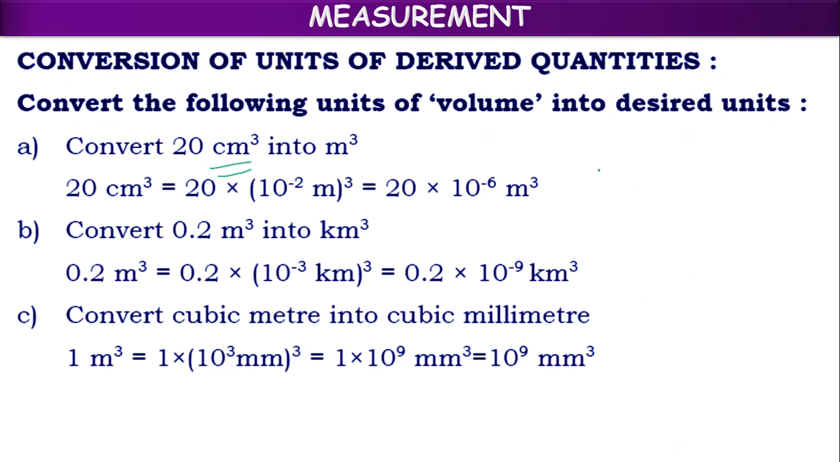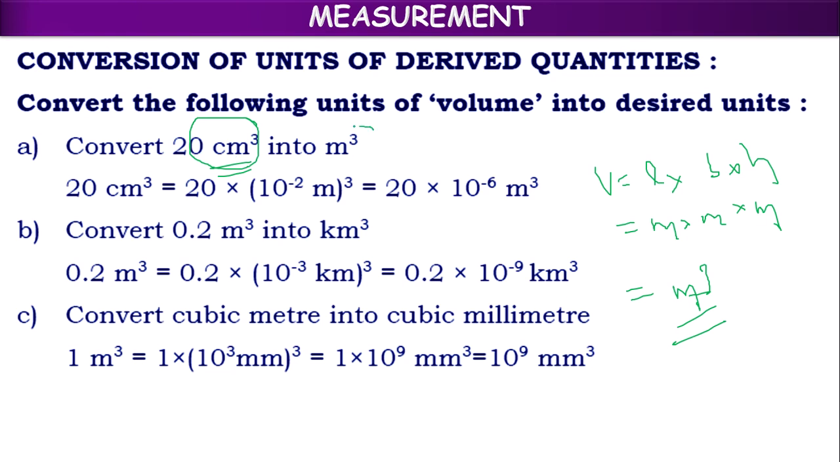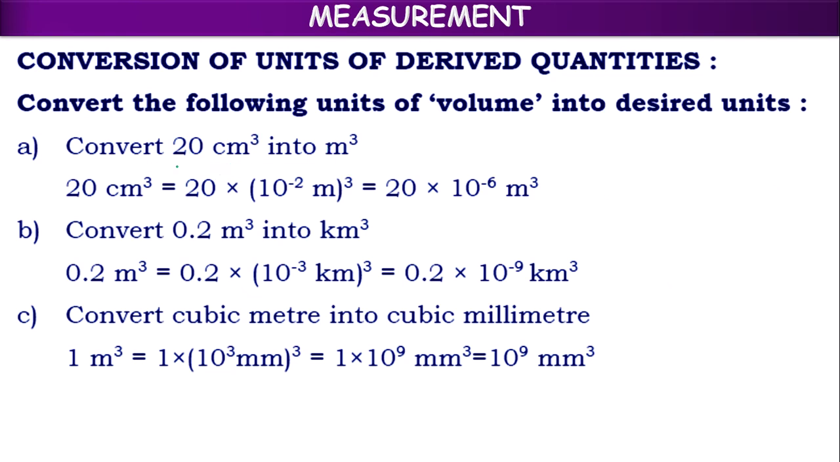Suppose if we take L, B, H in terms of meter into meter into meter, we will have meter cube. So centimeter cube is the unit in the CGS system, and meter cube is the unit in the MKS or SI system. So we have to convert 20 centimeter cube to meter cube. First we should know how to convert centimeter to meter, then we can convert centimeter cube to meter cube.